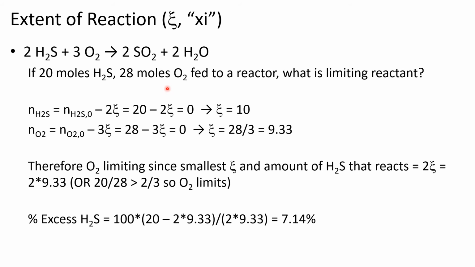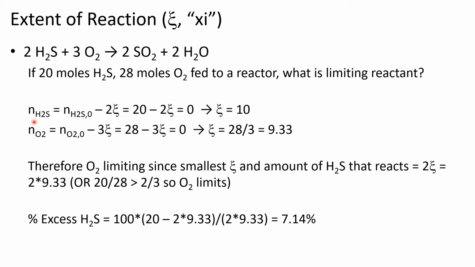for complete consumption of each of these species. What is the value of xi required for complete consumption of hydrogen sulfide? And compare that to the value of xi for complete consumption of oxygen. If we use the definition of xi and how we calculate the amount of a species that exits from the amount that enters, we'll be able to determine which reactant is limiting.